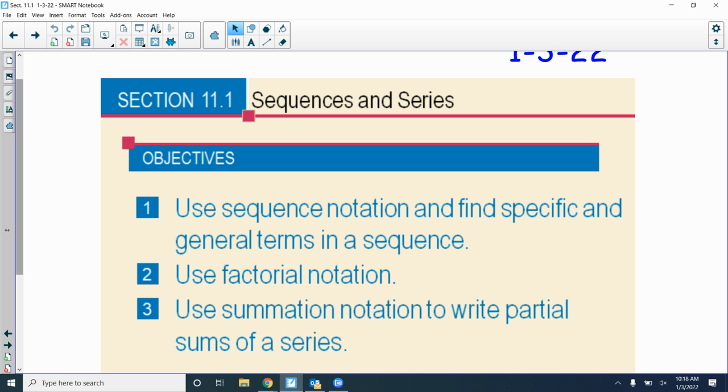Sequences and series, and that's what we're gonna go over in these first three sections. Right now, it's just general sequences and series, and then we'll get to arithmetic and geometric in the next two sections.